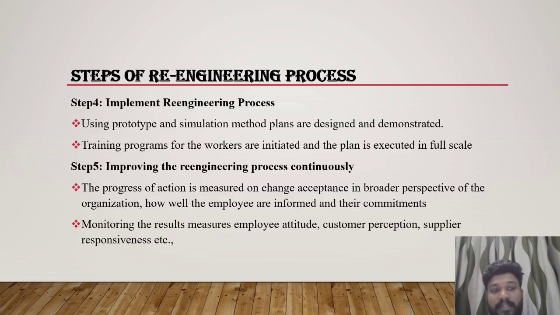Continuing with the re-engineering steps, the fourth step is implement the re-engineering process. Using prototype and simulation methods, plans are redesigned and demonstrated. Training programs for the workers are initiated and the plan is executed in full scale. In this stage, we have to implement the re-engineering process using the prototype model. It's a sample model that has to be put forward to demonstrate the new strategy or new methodology that is going to be implemented. And also, we have to initiate some training programs for the workers in order to give an idea or outline of the process that we are going to carry out.